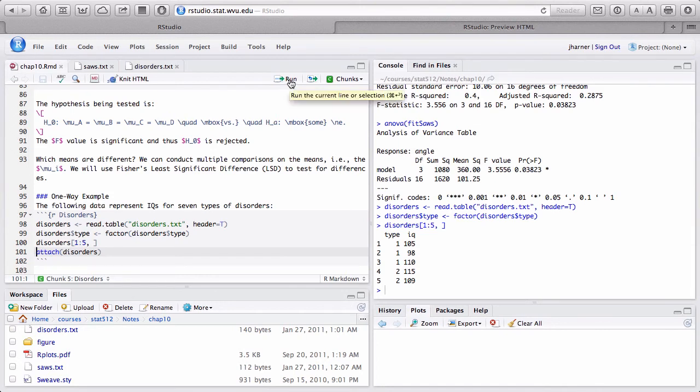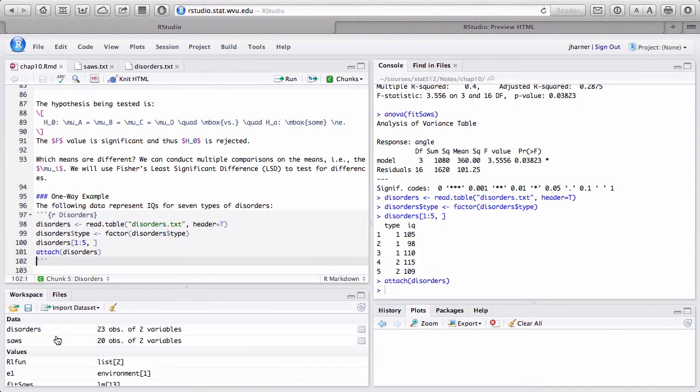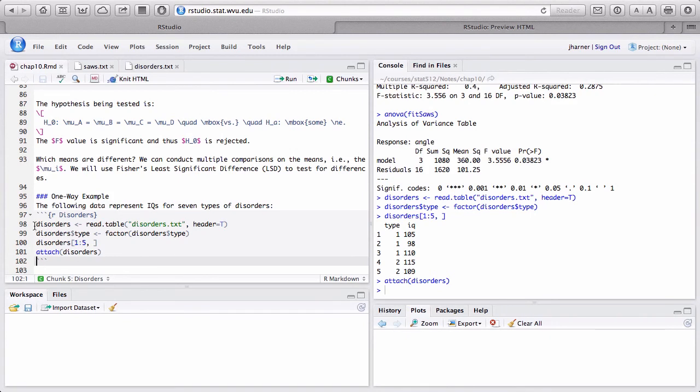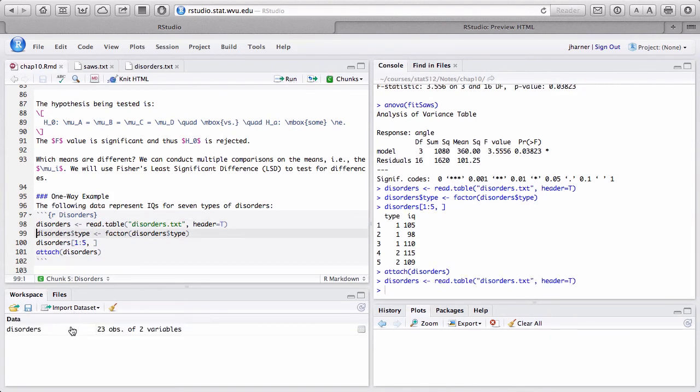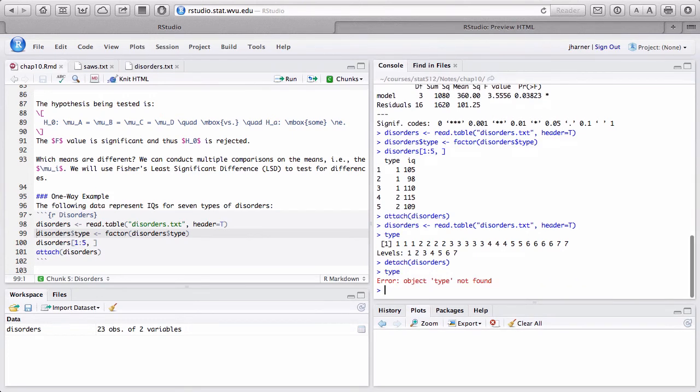Now, I'm going to attach disorders. You notice I had to put the dollar sign here. I had to put disorders dollar sign type in factor, because if I had just typed in type, it wouldn't have found it in the search path. The names of the variables are inside the data frame, so you'd find the name of the data frame. So for example, let me go back and re-execute this code. If I execute the code, you can see disorders is here. Now, suppose I put in type right here. Well, it's going to find it because I've already attached it. And now if I try to put in type, it doesn't find it.